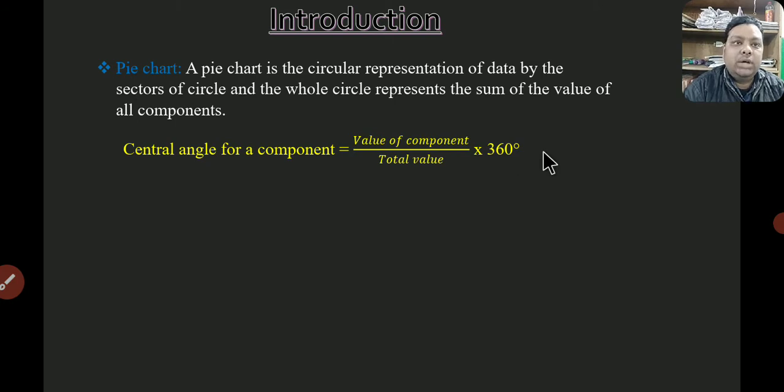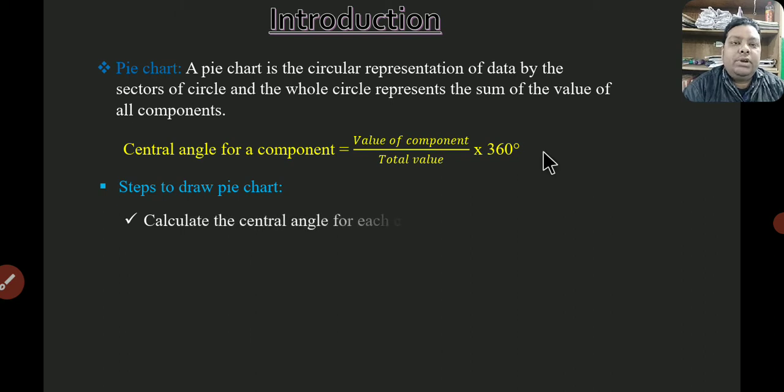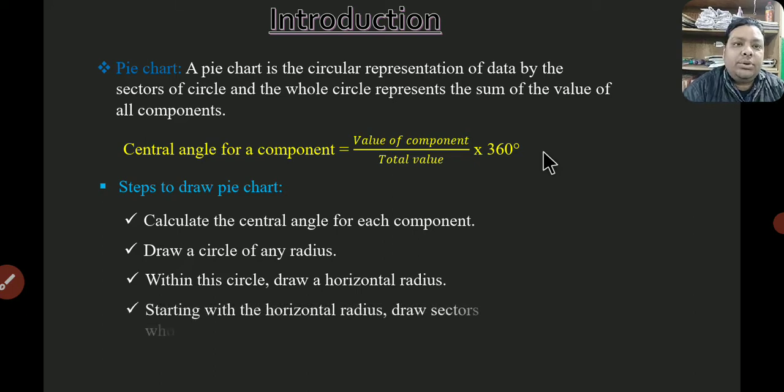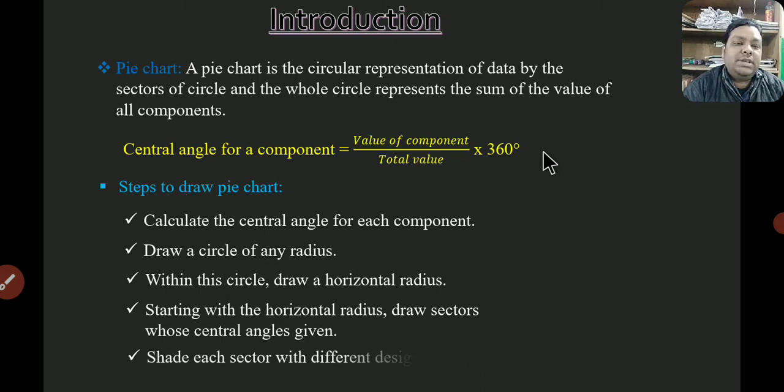Okay, now students, the steps to draw a pie chart. First we will calculate the central angle for each component. Second, we will draw a circle of any radius. Third, within this circle we will draw a horizontal radius. Then, starting with the horizontal radius, we will draw sectors whose central angles are given, by using a protractor, not by using a compass. And then we will shade each sector, or there is no need to shade also, but we will mark them.